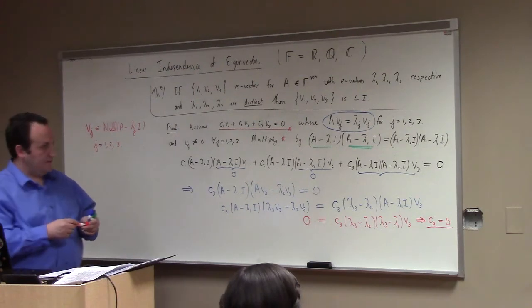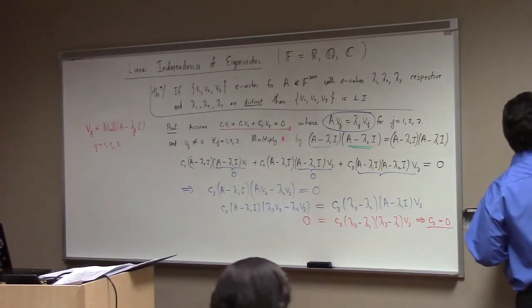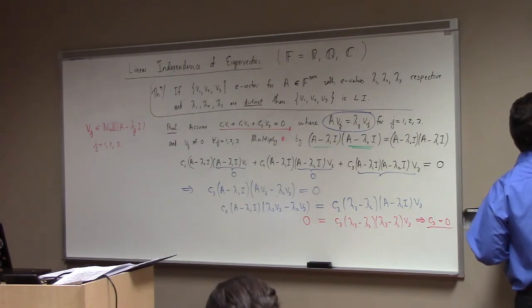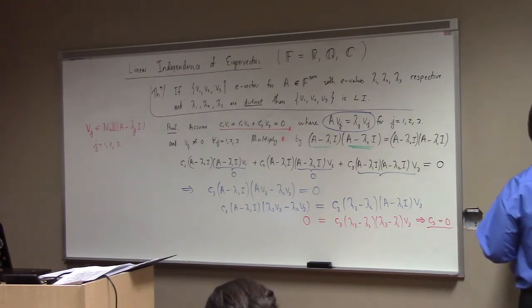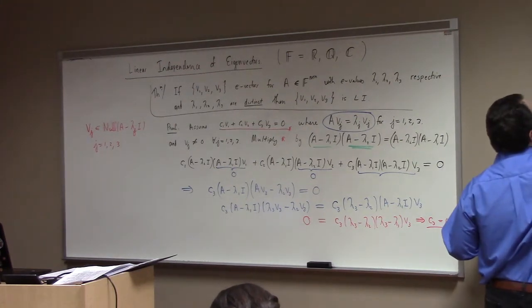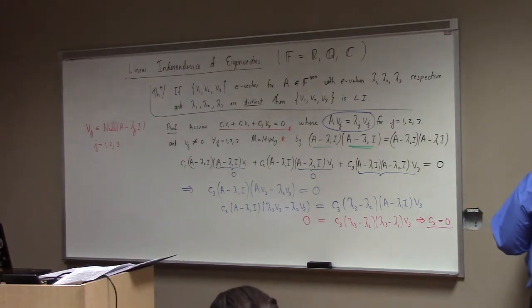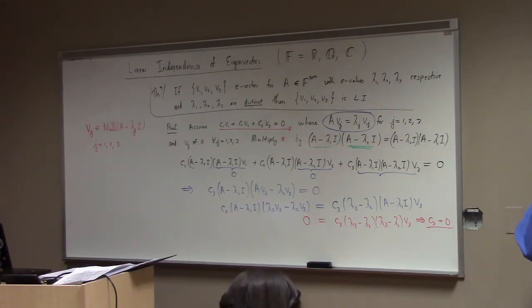So continuing, we've got c1 v1 plus c2 v2 equal to 0. So multiply by A minus lambda 1 I, the above. What's that give us?